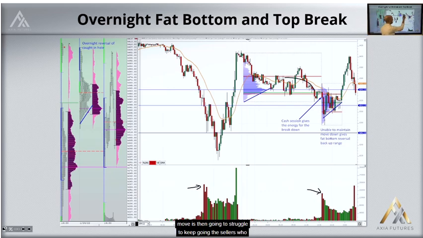The sellers who are in here are then going to start taking their profit. Because no continued selling comes in, reactive buyers can then start to come in. You then form a fat bottom early on in the day, and you get the reversal back up. So you get essentially a 45-degree line followed by a 45-degree line.